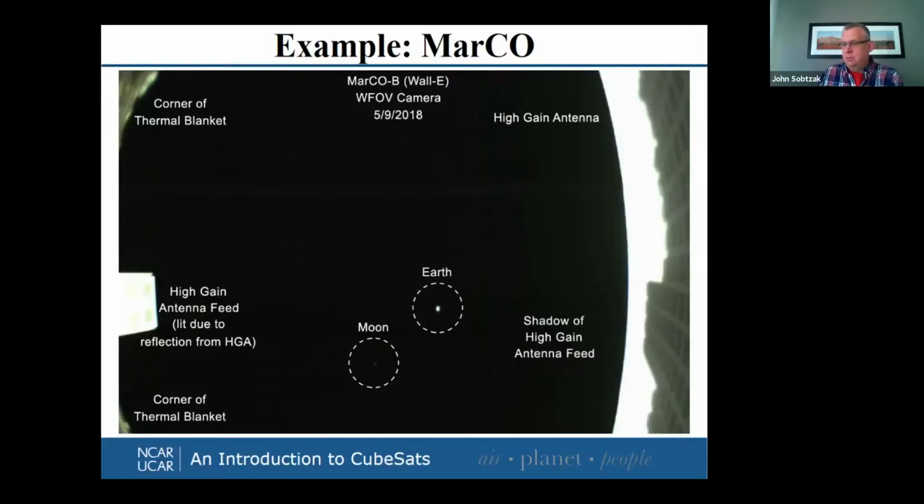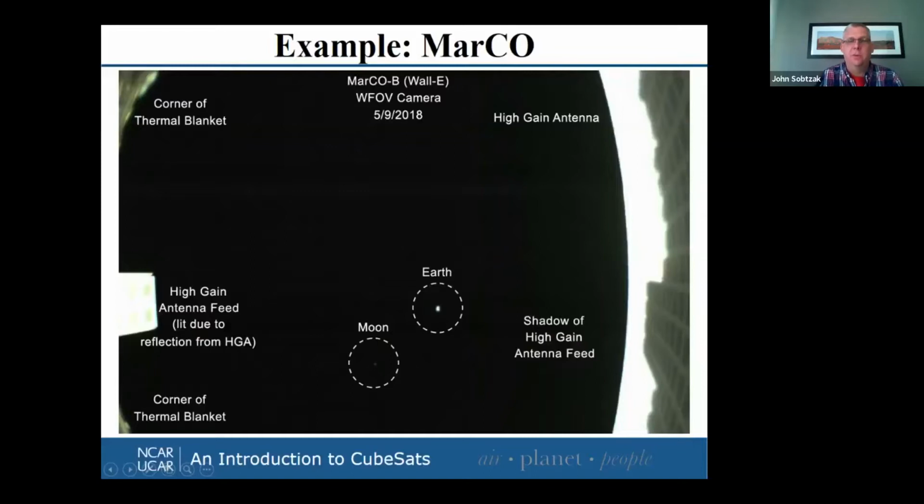This is one of the more known pictures taken from MarCO. They took this picture as a test, and that camera in the center, you can see part of the thermal blanket. You can see the high gain feed antenna on the left and the reflector array on the right. And what's really fun is you can see the Earth and the moon.